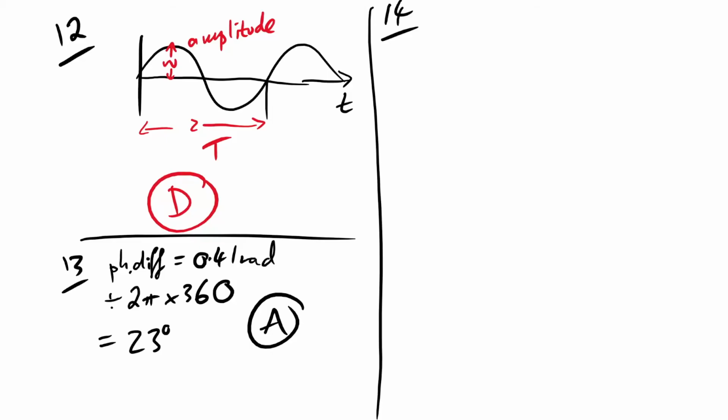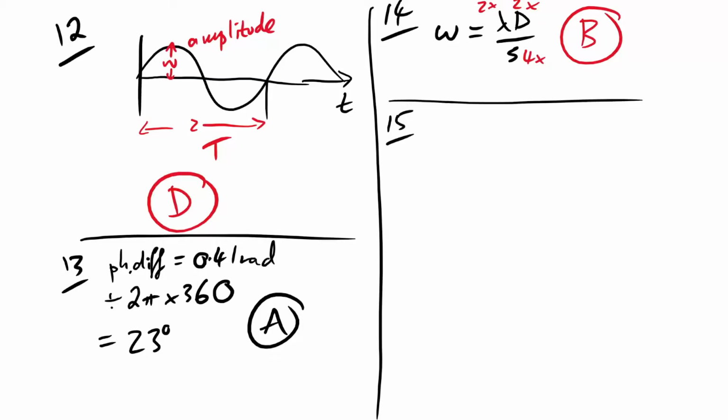14, light of wavelength lambda, blah, blah, blah. Which row gives another arrangement that produces the same fringe spacing? So we know that W is equal to lambda D over S. So we need a combination of these things that basically doesn't change. Let's look at A. That's doubling, that's doubling, that's doubling. Can't be that. What about B? Probably looks a bit better, to be honest. 2 times on top, another 2 times on top, 4 times on the bottom. Yes, that is correct. Has to be B.